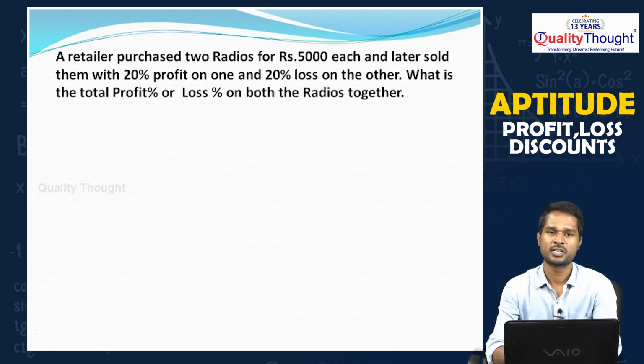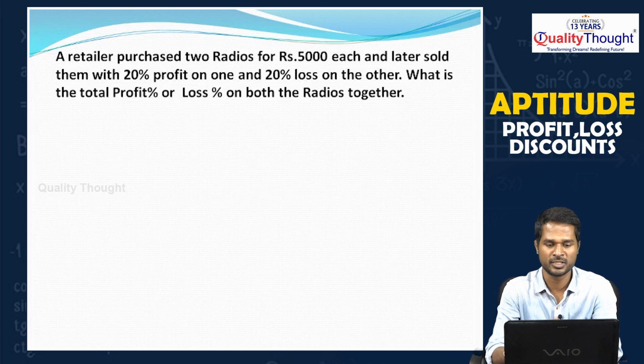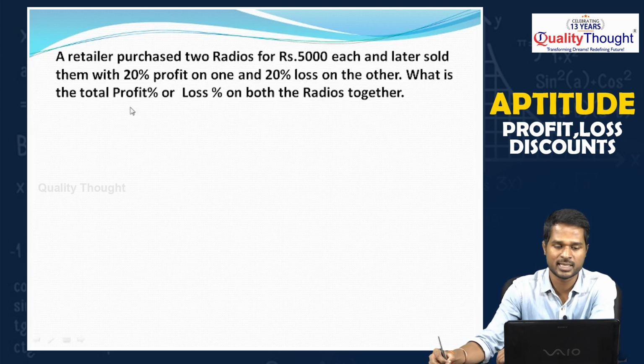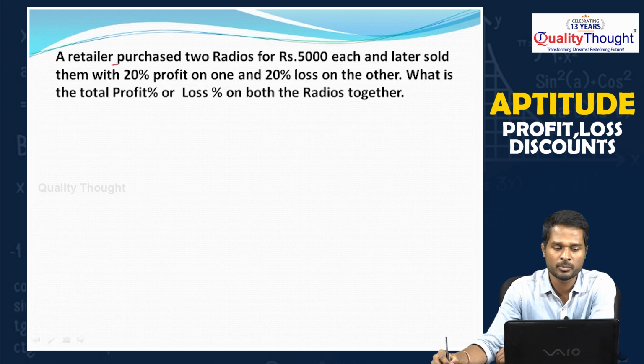A retailer purchased 2 radios for 5,000 rupees each and later sold them with 20 percent profit on one and 20 percent loss on the other. What is the total profit percentage or loss percentage on both the radios together? In the notes we have written that when the selling price, I am sorry, here he spoke about the purchase. So, in this case he spoke about the purchase, it means the cost price.